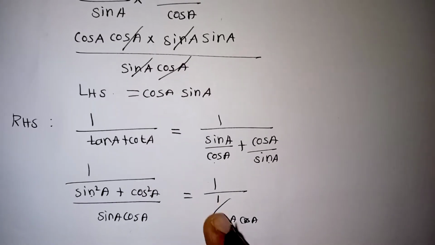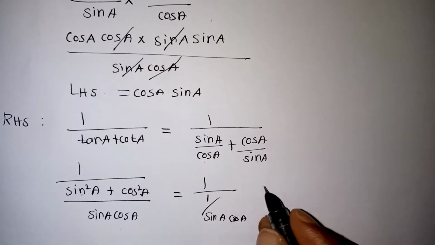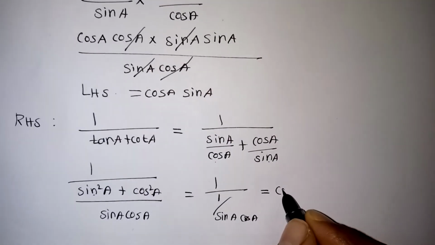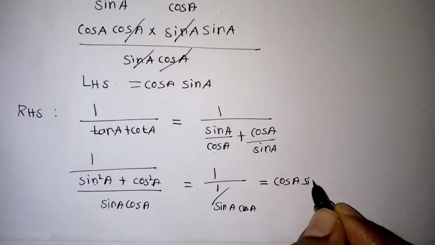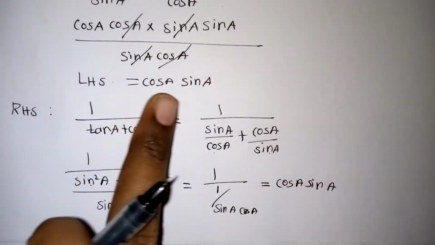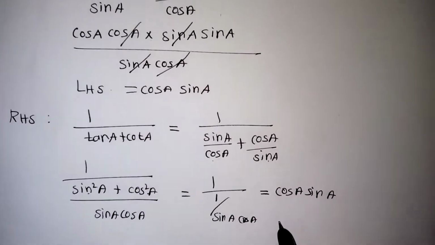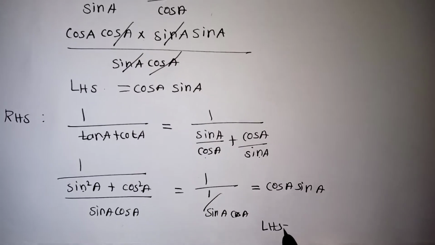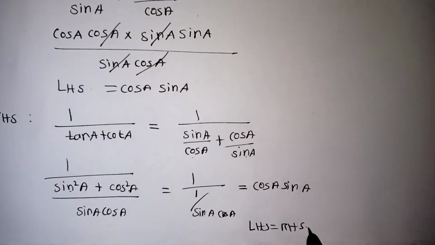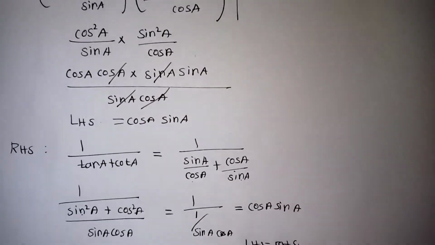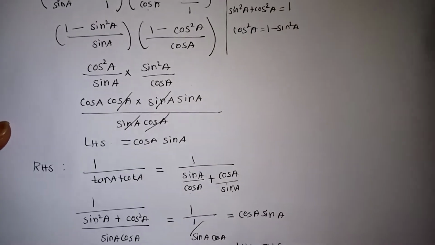The denominator term, if we take it to the numerator, it becomes reciprocal. So this will go up: cos A sin A. So LHS is cos A sin A, RHS is also cos A sin A. So LHS equals RHS, hence our proof is over. Now we'll go to the next problem, question number 10.